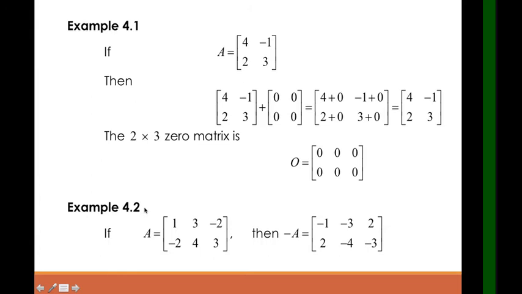Example 4.2. If matrix A is equal to 1, 3, negative 2, negative 2, 4, and 3, then negative A, which is the negation of A, is equal to negative 1, negative 3, 2, 2, negative 4, and negative 3, so that when you add them, the answer is equal to 0.